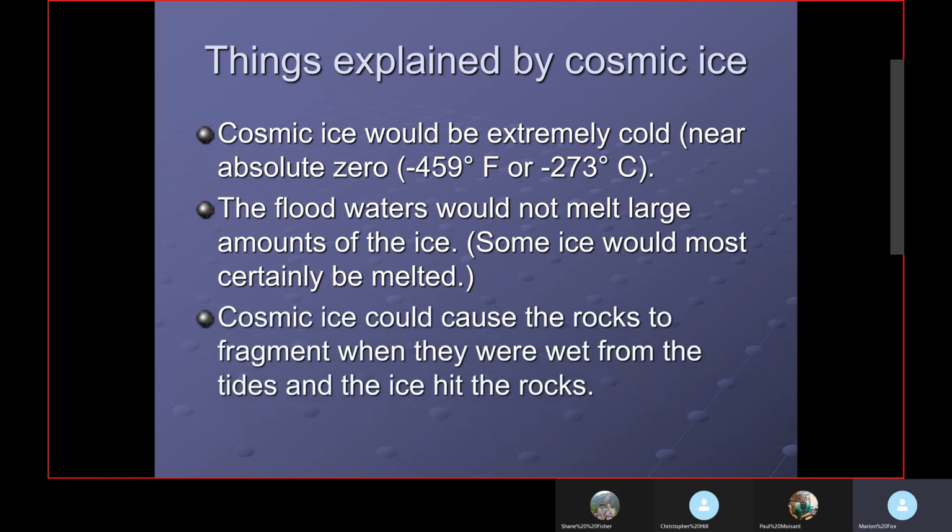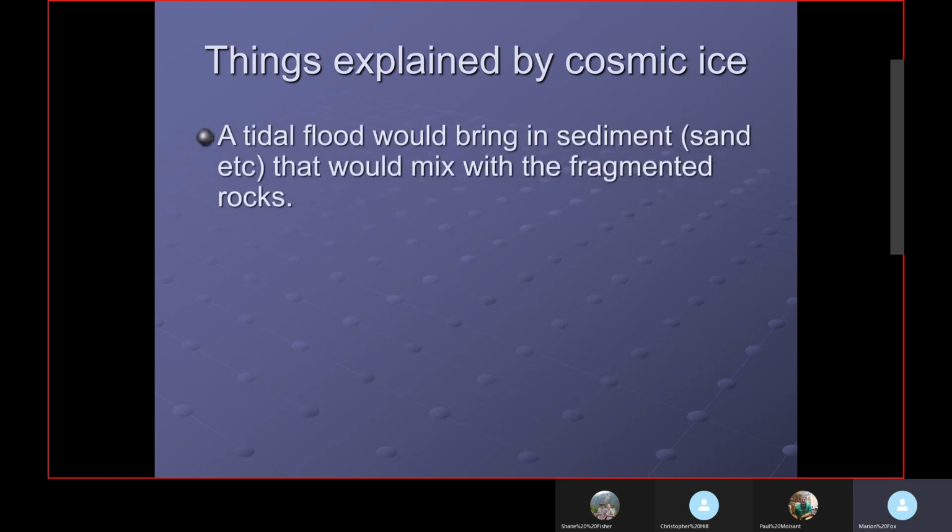Cosmic ice can cause the rocks to fragment when they're wet from the tides and the ice hits the rocks. When it hits rocks that are already wet, that freezes the water so quickly that it will fracture the rocks and fragment them, crack them, creating gravel and other things real quickly out of it. Fragmentation.